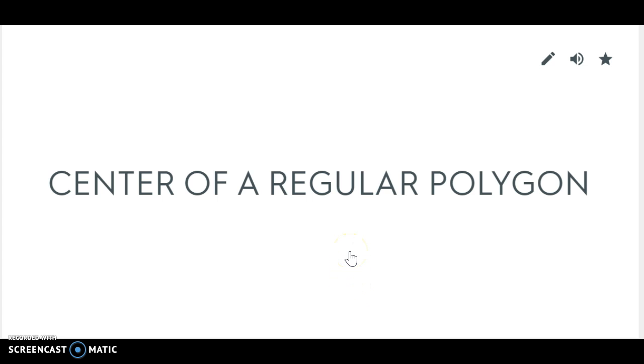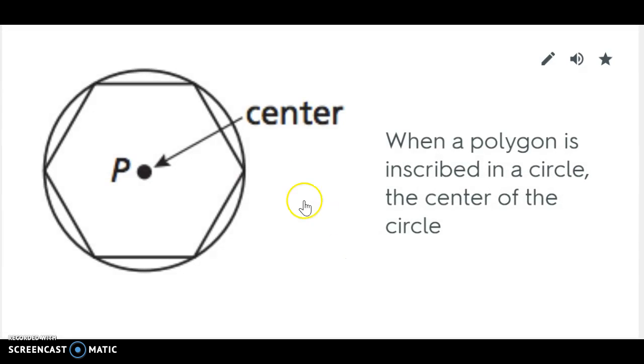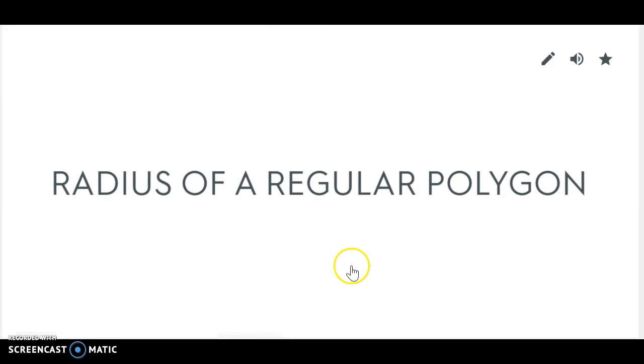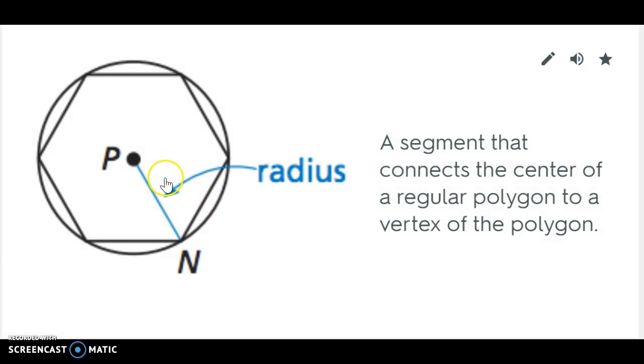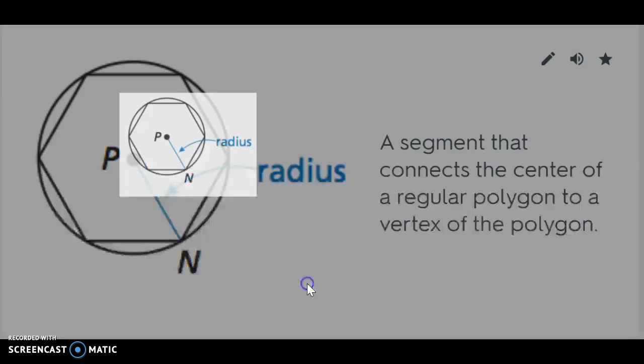So remember, regular means that it's perfect, meaning it has equal angles and equal sides. And so the center is right here in the center of it, and a circle could be outside of it. A circle circumscribes it. Okay, so the center of the polygon is there. All right, the radius of a regular polygon goes from the center to one of the vertices. Okay, and this is going to be important for when we are finding some formulas. So you have to understand where the center is and where the radius is.